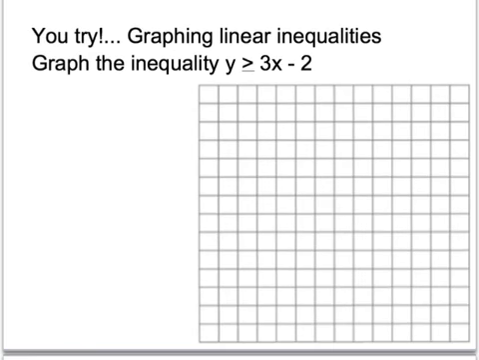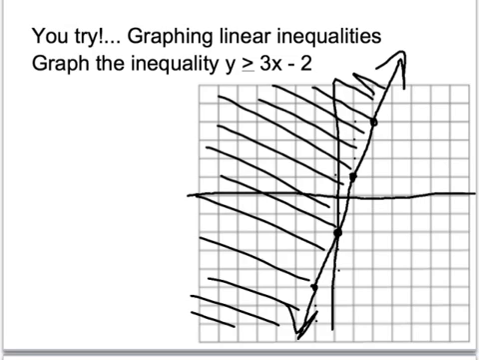You try. Graphing linear inequalities. Graph the inequality y is greater than or equal to 3x minus 2. There you go. Y-intercept of negative 2, a slope of positive 3 over positive 1, or negative 3 over negative 1. I shaded up because y is greater than.